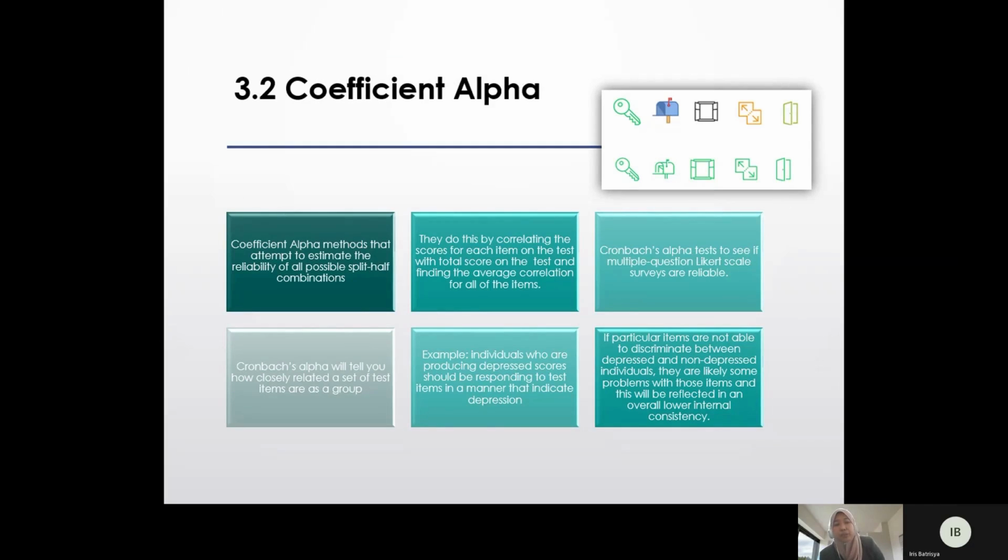Cronbach alpha will tell you how closely related a set of test items are as a group. For example, individuals who are producing depressed scores should be responding to test items in a manner that indicates depression. If particular items are not able to discriminate between depressed and non-depressed individuals, there are likely some problems with those items, and this will be reflected in an overall lower internal consistency.